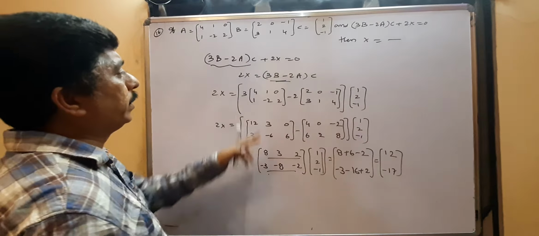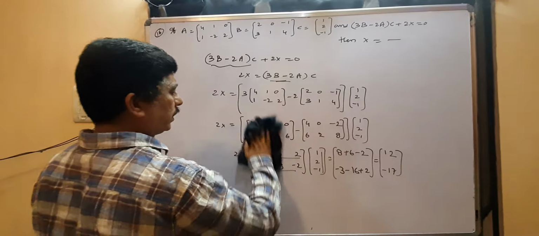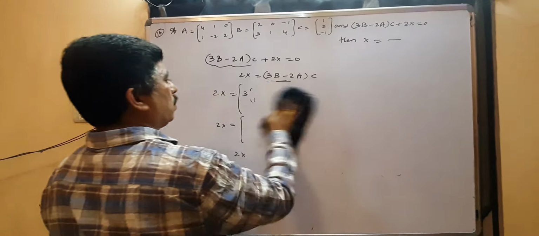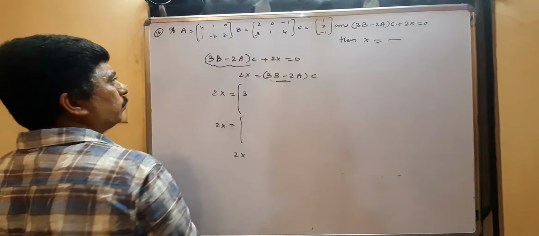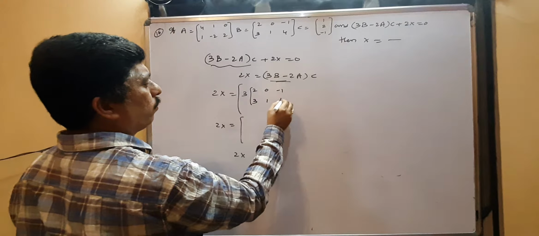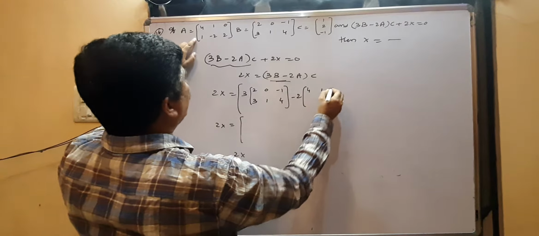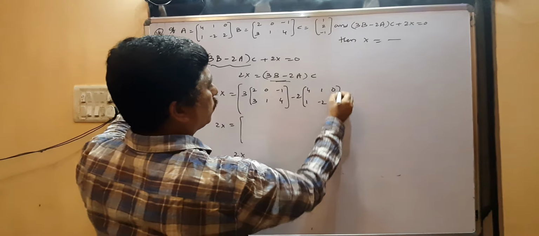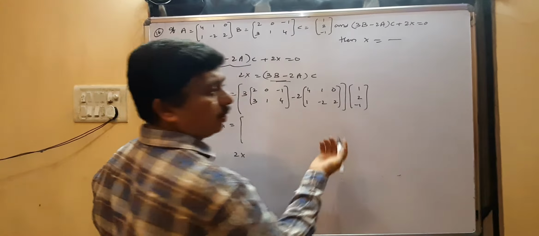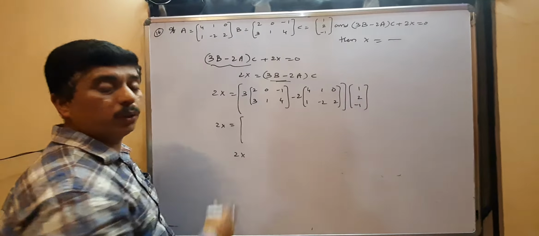Yes, sorry, in place of B you have substituted A. The procedure is correct, but in place of B you have to substitute the B. So what is the B matrix here? 2, 0, minus 1, 3, 1, 4. Minus 2 times the A matrix, which is 4, 1, 0, 1, minus 2, 2, into matrix C, which is 1, 2, minus 1. Previously, B matrix was substituted in place of A, and A matrix in place of B. That is the reason you got the answer wrong.